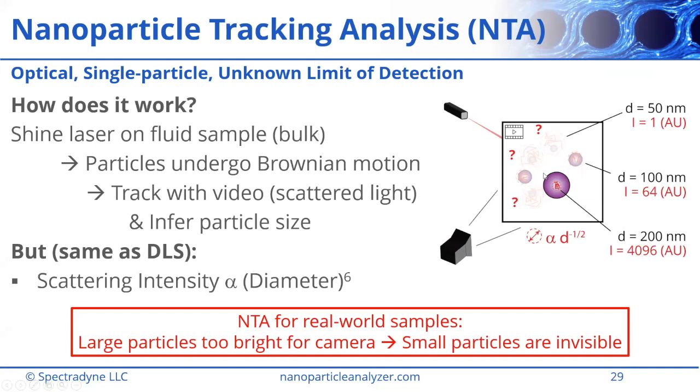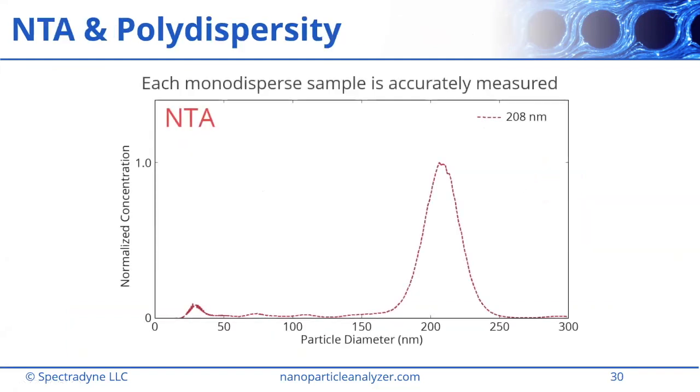Let me give you an illustration of that. This is a very easy experiment that if you have an NTA instrument, I encourage you to try because it's very instructive. What we'll do is take an NTA and we'll take a few different samples. First is a monodisperse population of polystyrene again. These are 208 nanometers diameter.